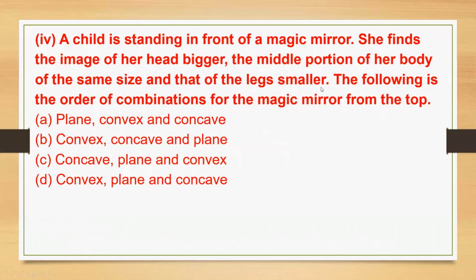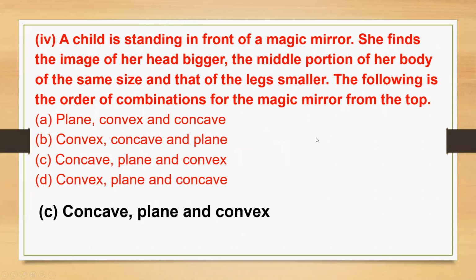Then the legs are smaller, so a convex mirror gives smaller. All are diminished images, no? Okay, so option C is the correct answer: concave, plane, and convex mirror. Understood? From the data given in the question, easily we can understand that. Move to the next question.